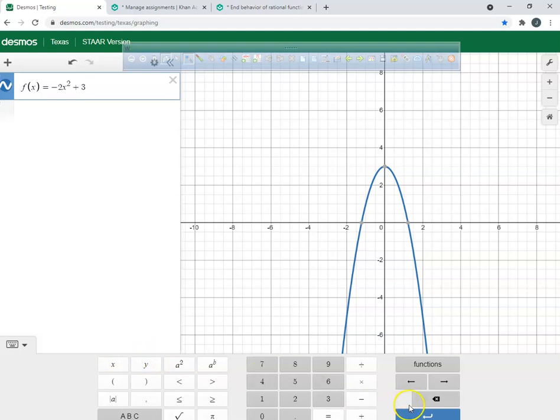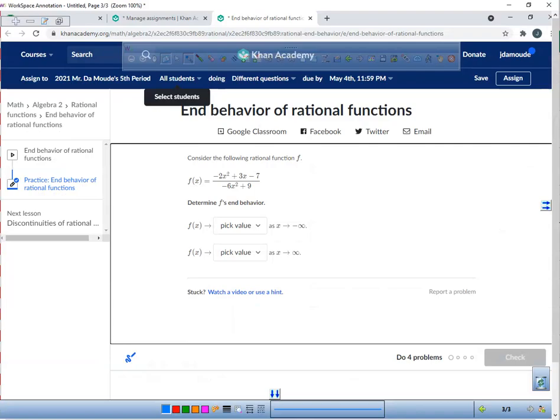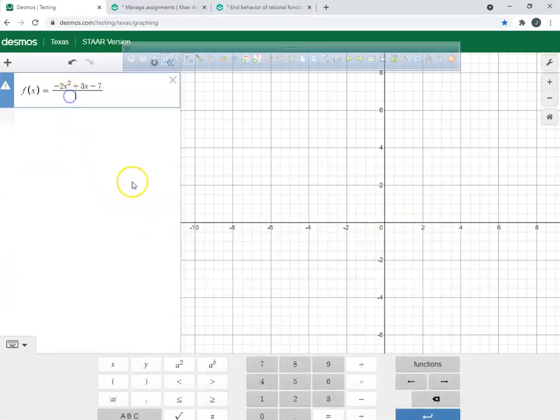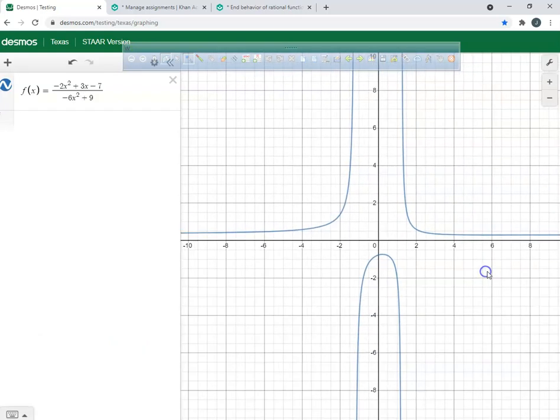Come on, you son of a nutcracker. I know, right? Come on. Plus 3x minus 7. There we go. And then negative 6x squared plus 9. Okay, cool. You guys can take a look at that.